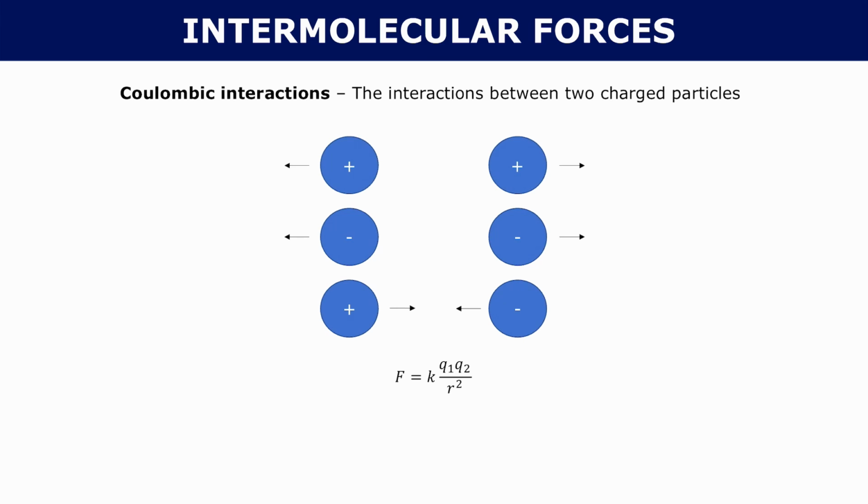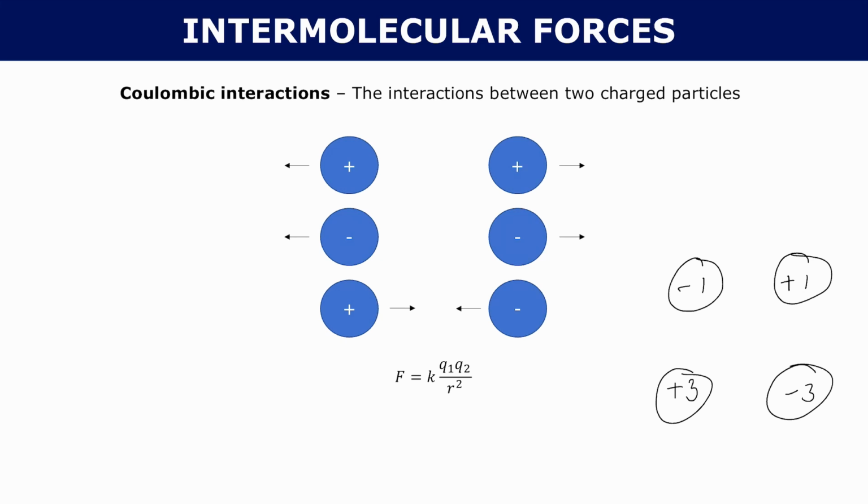And that force of attraction is equal to K times Q1 times Q2 over R squared. K is some sort of constant. Don't worry about K. Q1 and Q2 represent the charges of the different particles. So as you increase your charge, your force goes up. The force of attraction between a -1 and a -1 is lower than the attraction between a +2 and a -2, because their Q1 times Q2 value would be greater. And then this is all over R squared.